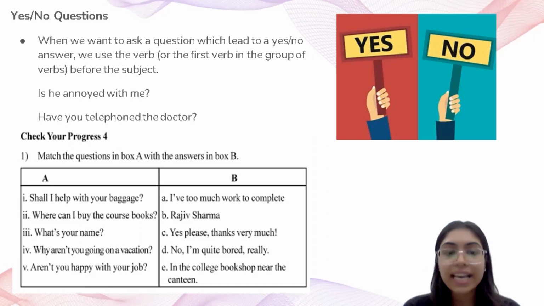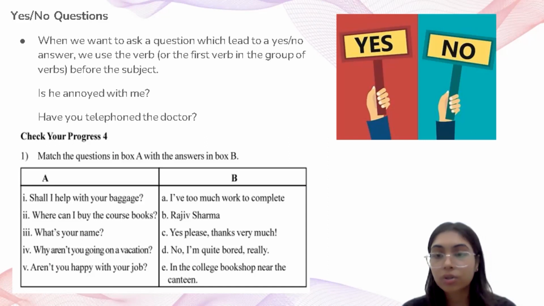So number 1, shall I help you with baggage? So this one matches with number C. Yes, please. Thanks very much. So this is how you will match it with. Then where can I buy the course books? What do you think? Yes, last one. In the college bookshop near the canteen, you are giving the information.